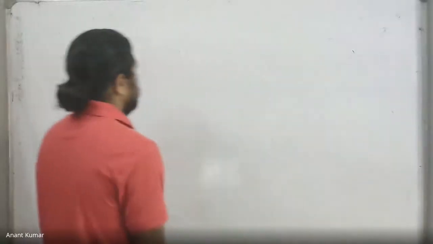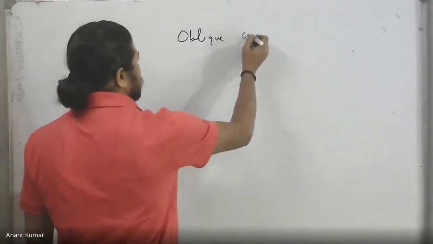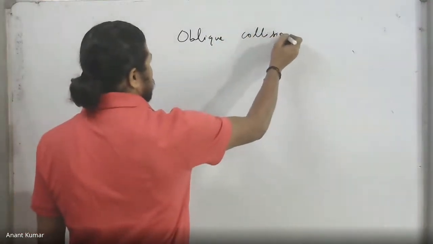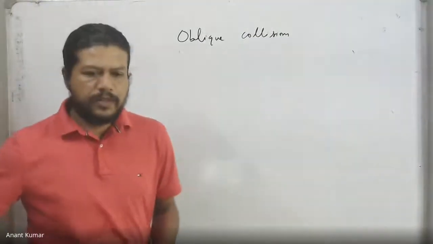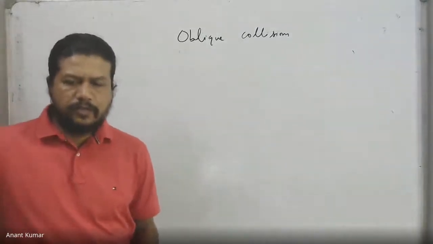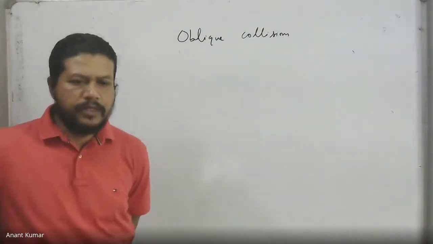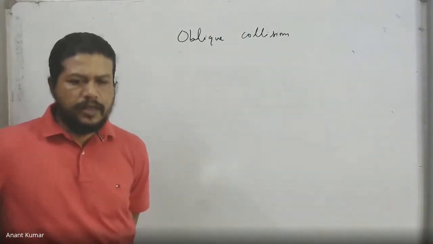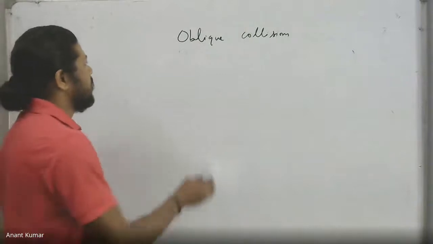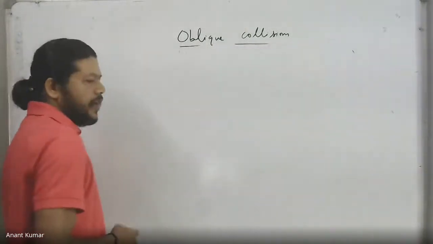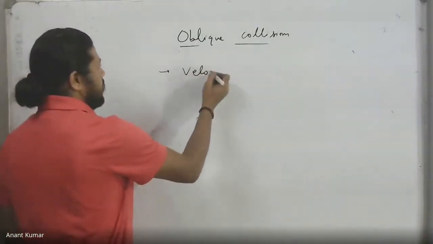Just take up the oblique collisions. In this case, as I was saying, in case of head-on collision, the velocities of the two objects were along the line which joins the particles, or if we have extended bodies, along the line joining the centers. But in case of an oblique collision, the velocities of the colliding objects or particles will not be along the line joining centers.